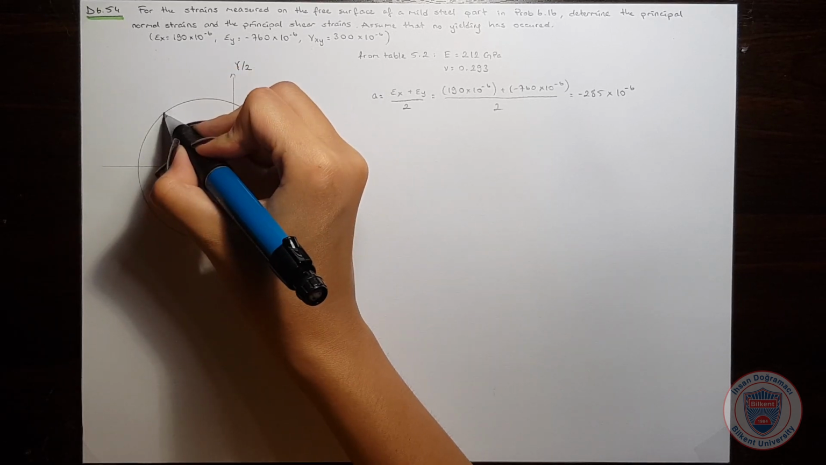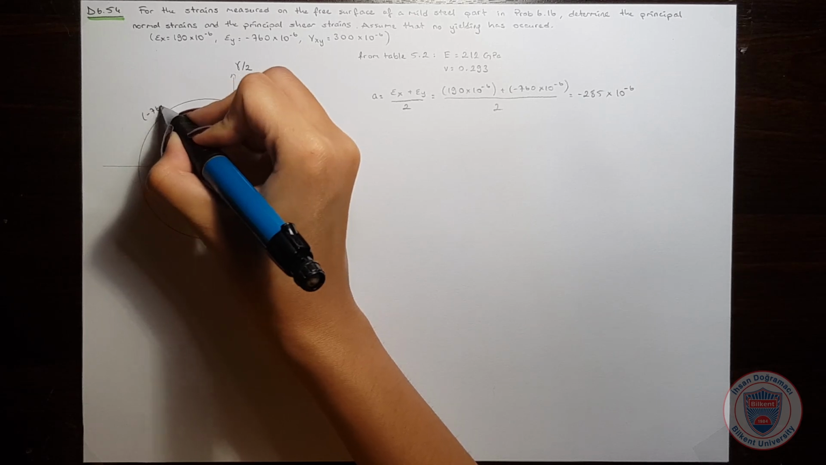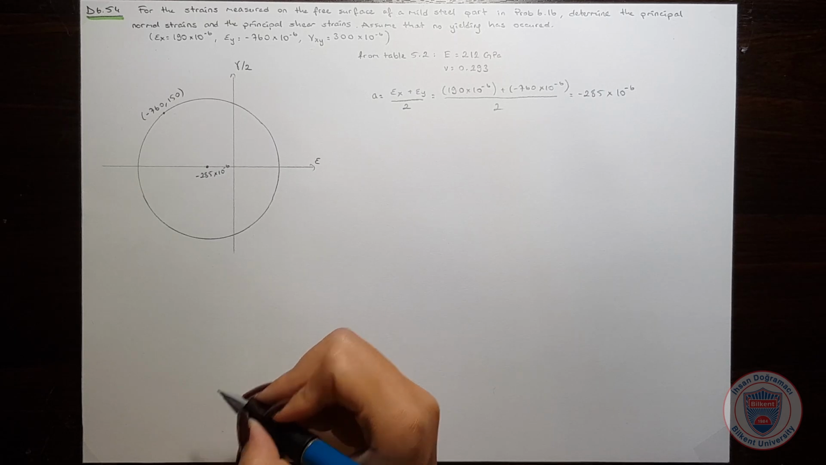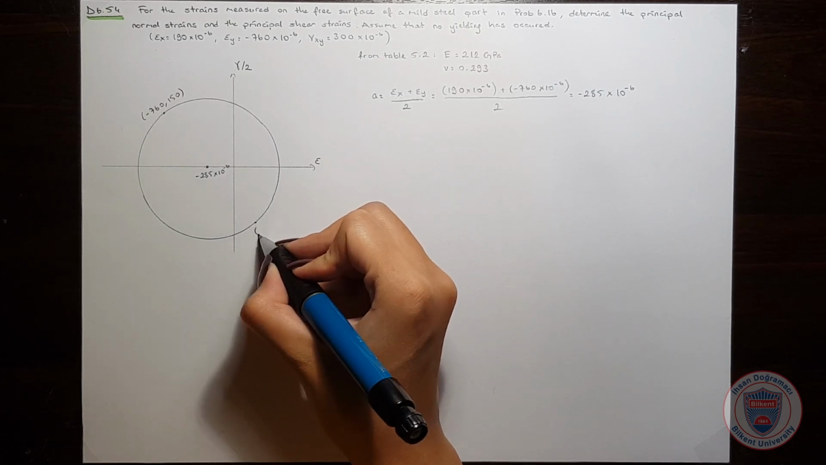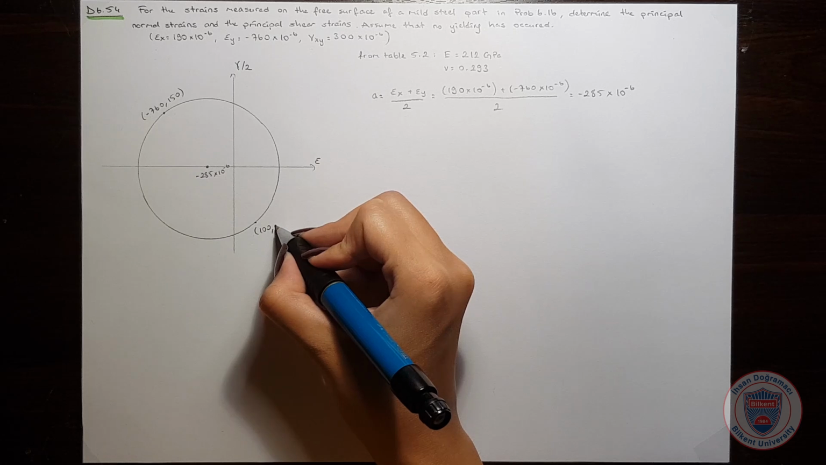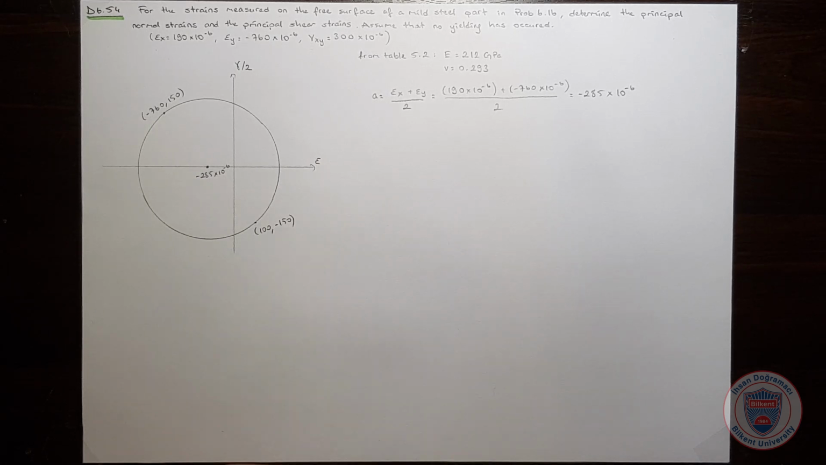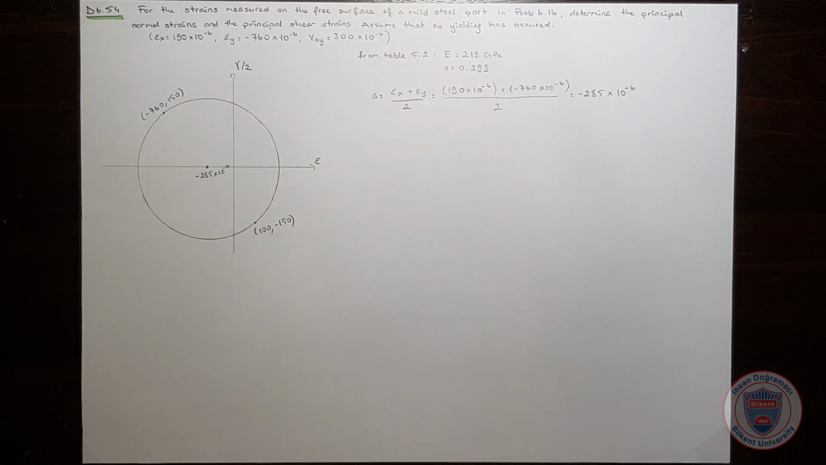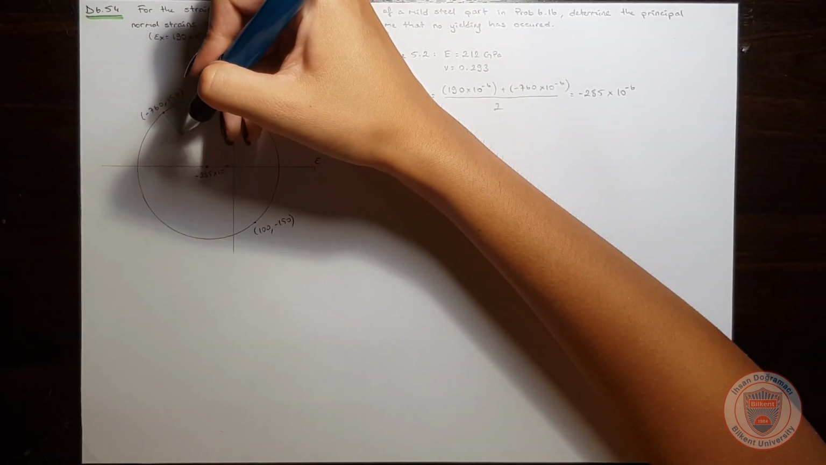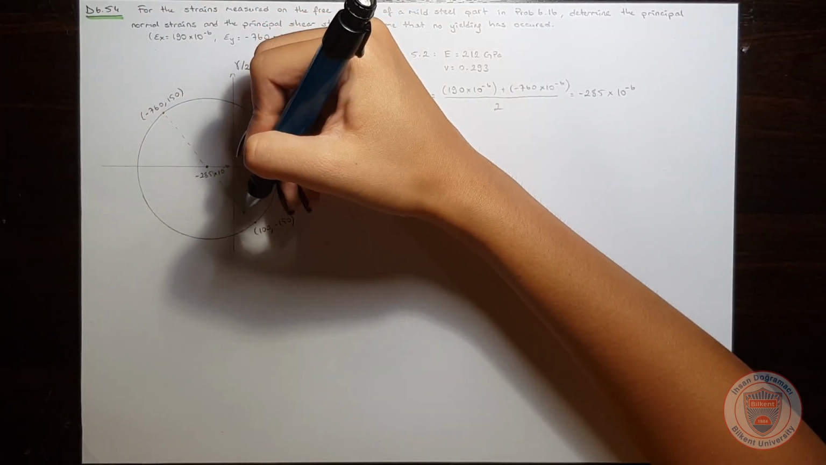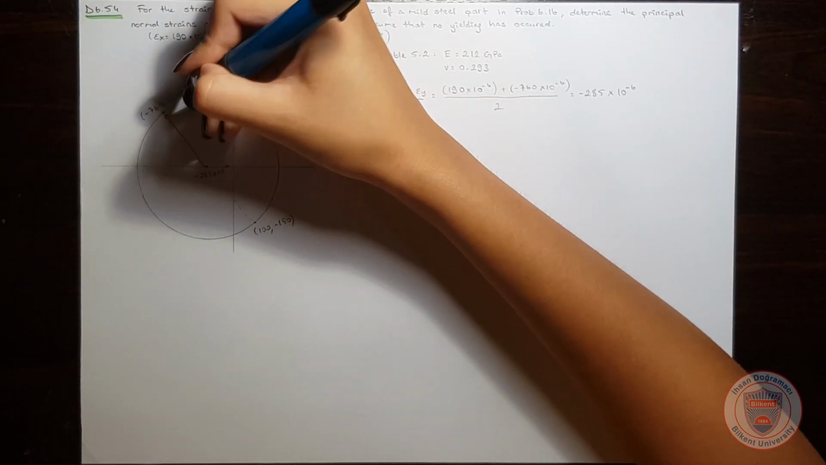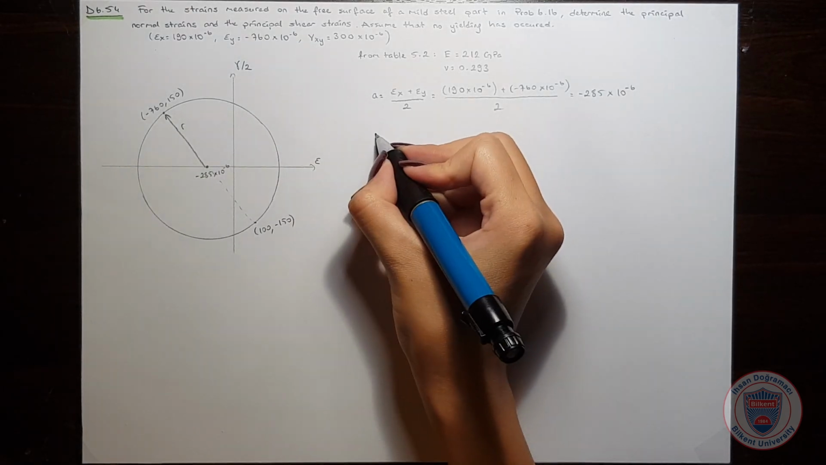Let's say that this point is minus 760, 150, and this point is 100, minus 150. I wrote 150 because, as you can notice, this axis is gamma over 2. It is not gamma. So, I know that this length is radius, so let's calculate the radius too.